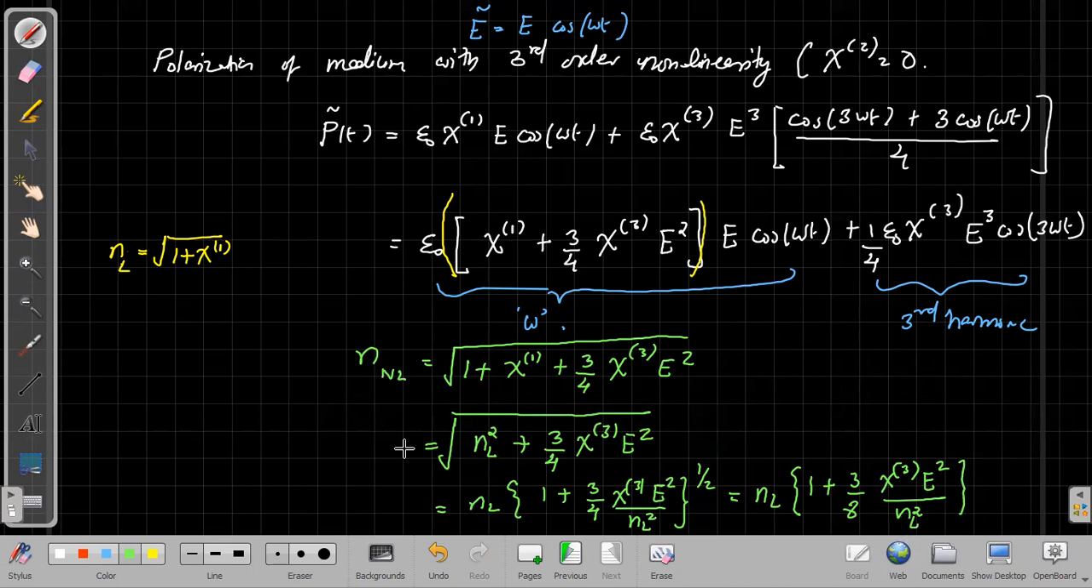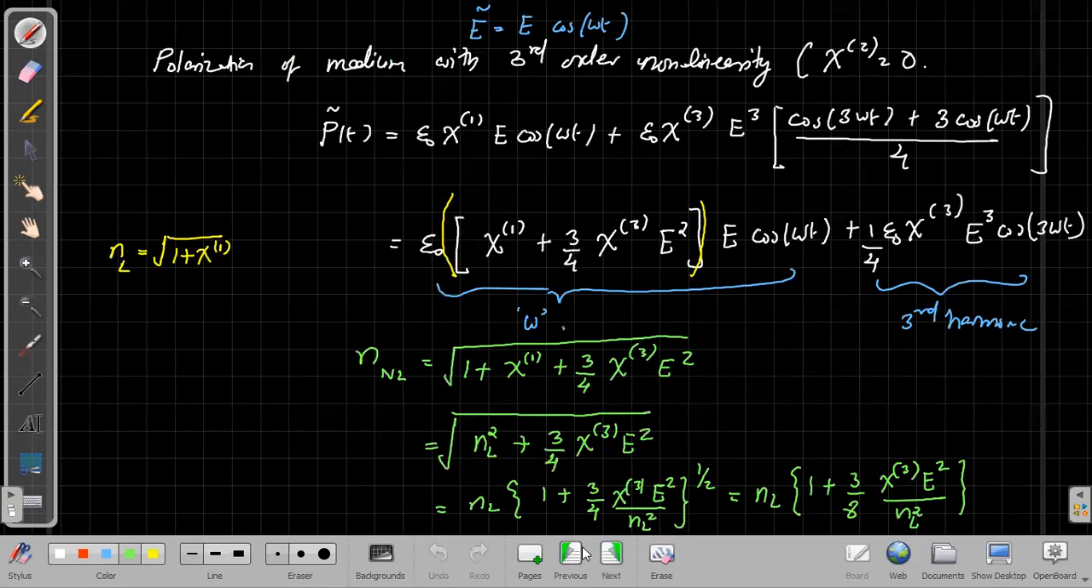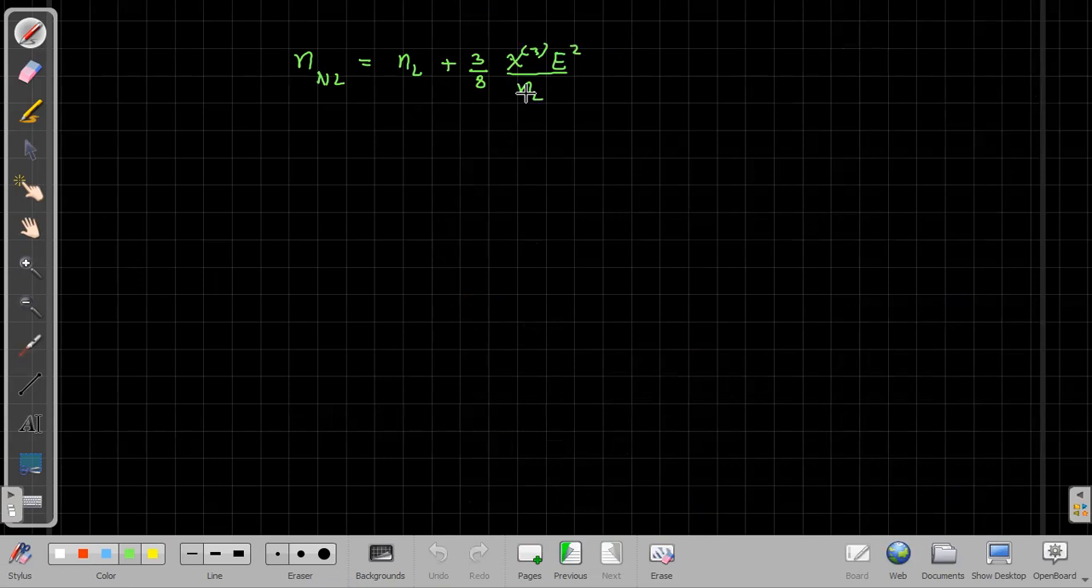Then what would be the final nonlinear refractive index? The final nonlinear refractive index will become the linear refractive index plus 3 by 8 chi3 E square divided by NL. One NL will be cancelled, so it will become NL. So this is the expression that we want.